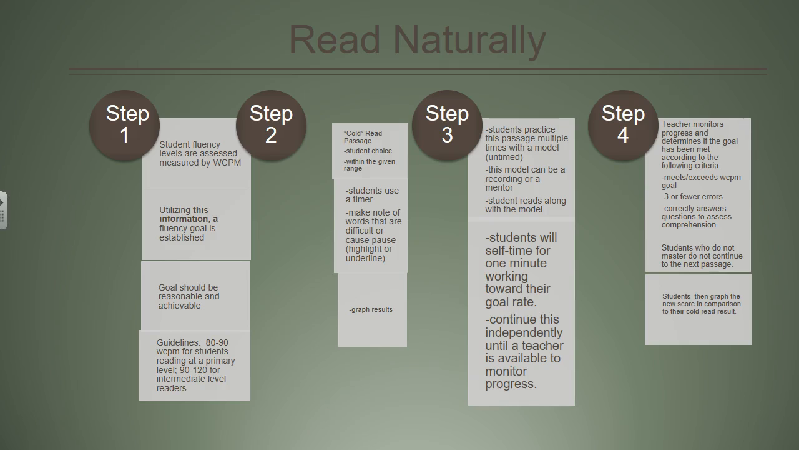This can be done either through technology with a recording or with a mentor reader, because it is imperative that the students read along with the model so that they're essentially partner reading. Then students will self-time for 1 minute, working toward their goal rate. They're going to continue this independently until a teacher is available to monitor their progress. Then finally, the teacher monitors this same progress and determines if the student has met their goal. This is determined if they have met their numeric goal, but also that they have 3 or fewer errors.